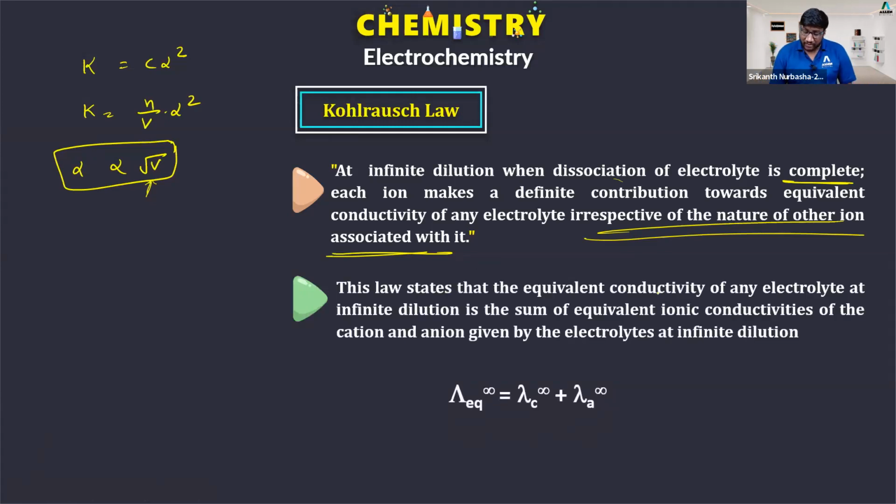This law states that the equivalent conductivity of any electrolyte at infinite dilution is the sum of the ionic conductivities of the cation and anion given by the electrolyte at infinite dilution. For a particular molecule or electrolyte, I can use this symbol, delta or lambda, both I can use. But for the ion, you have to use lambda only. Mostly only lambda is used for ions. But for electrolytes, you can use delta, that is lambda, or this reverse V symbol delta.